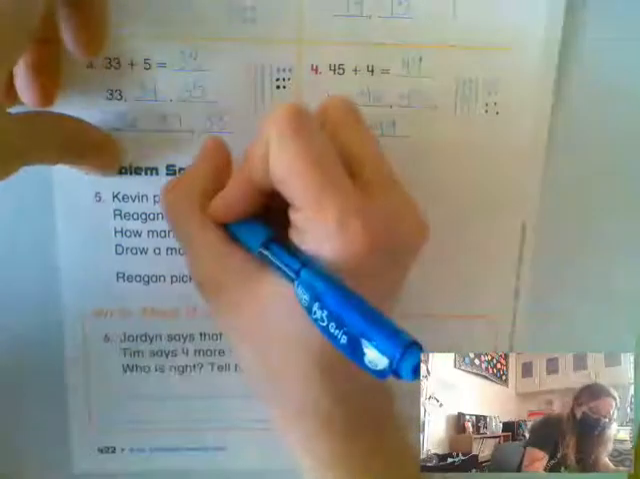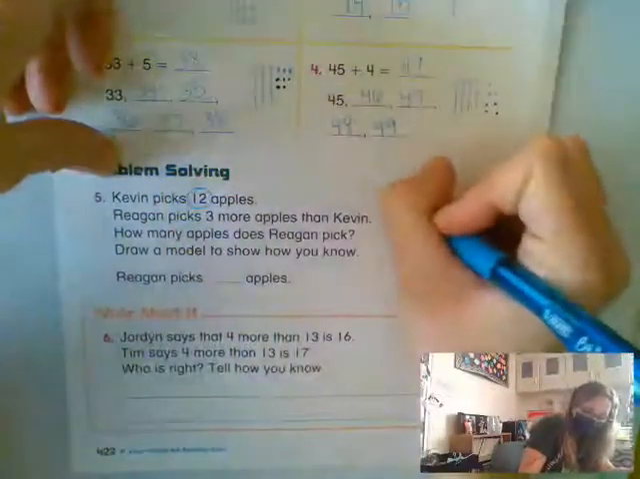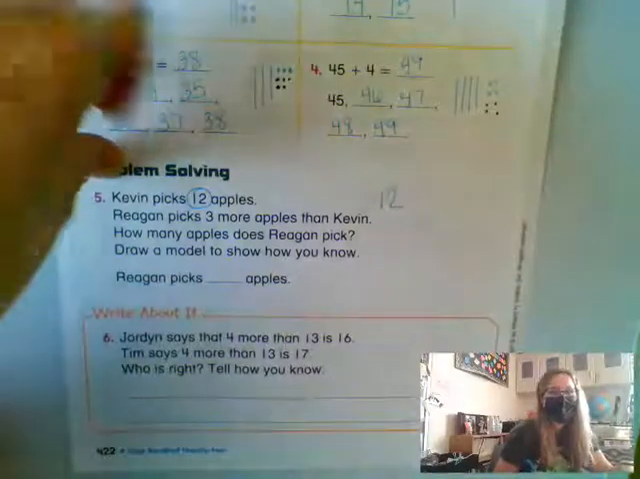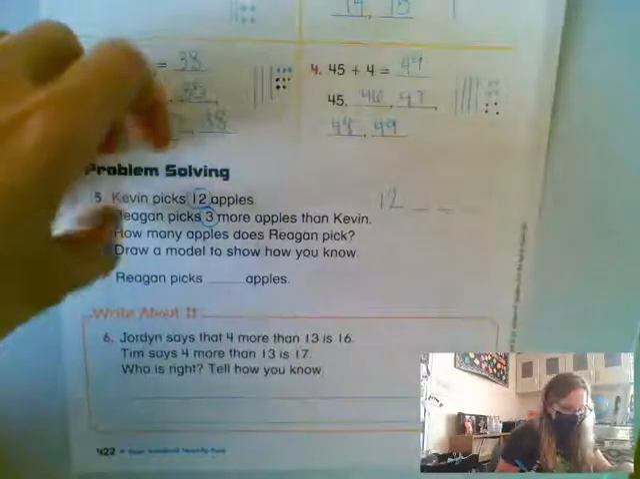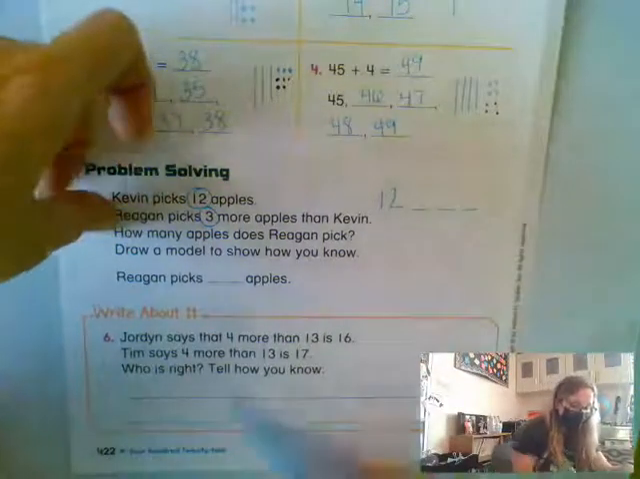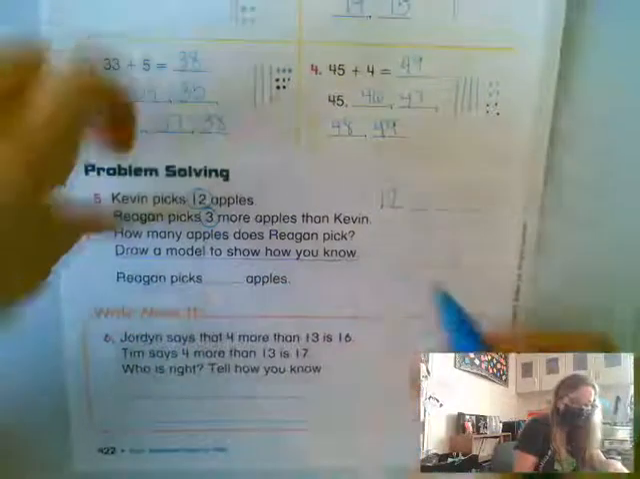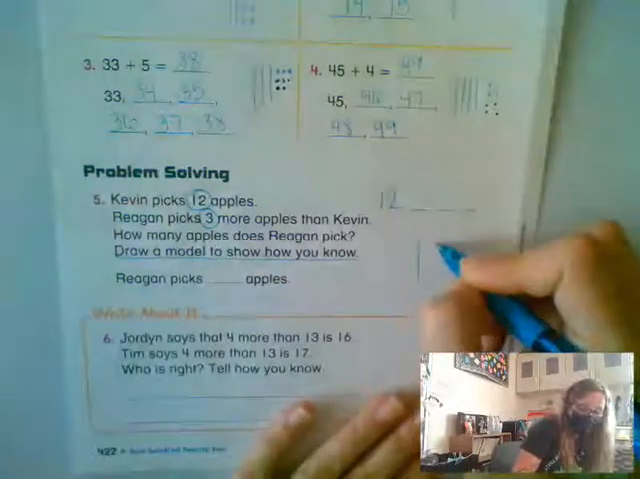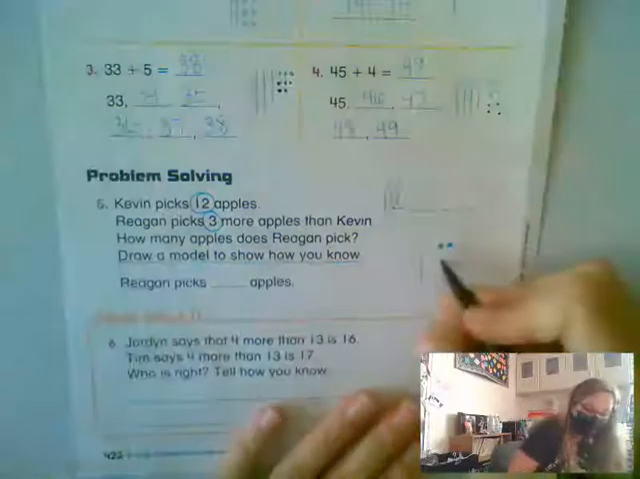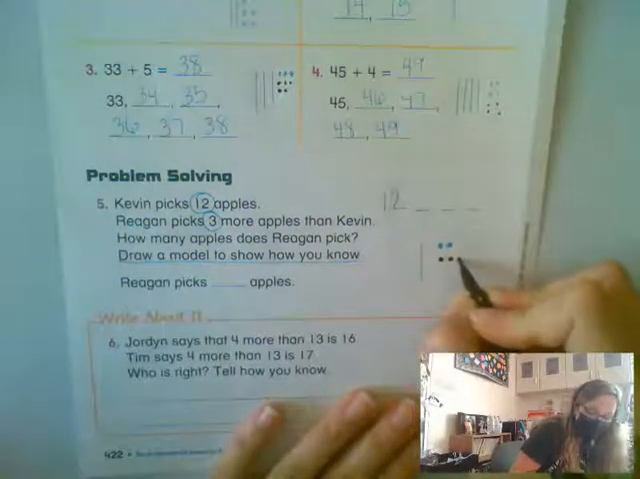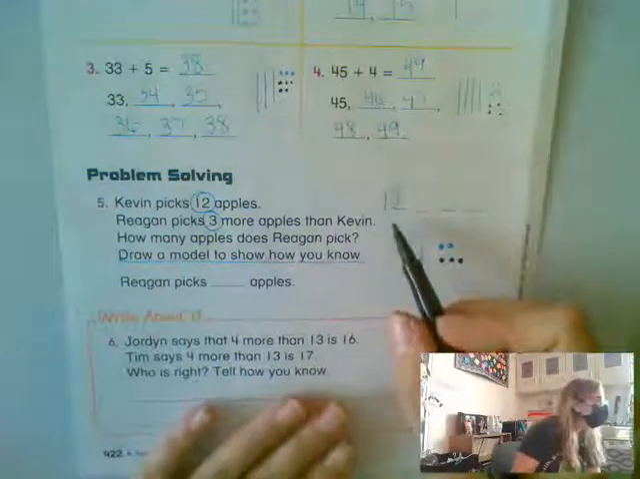Everybody draw 12 apples and write the number 12 on the side of your paper. It says Reagan picks 3 more than he does. So draw 1, 2, 3 lines. How many apples does Reagan pick? Draw a model to show. Here's 10, 11, 12. Now we're going to add 3 more. 1, 2, 3. So 12, count us up, Lily.